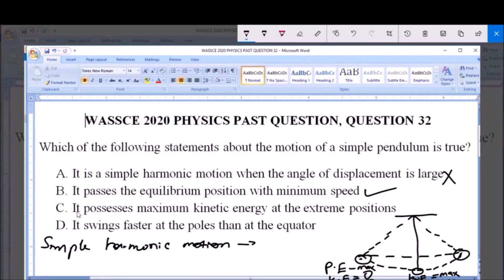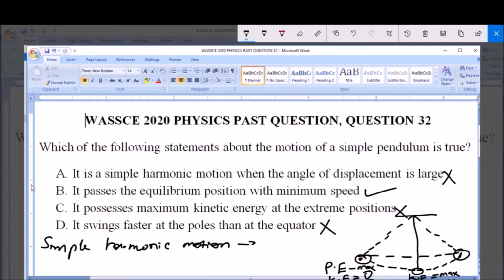Now C says it possesses maximum kinetic energy at the extreme position. No, this is the extreme position, and like I told you, at this extreme position, the velocity is zero, so therefore kinetic energy is zero. But the potential energy here is maximum. So this is wrong. And D says it swings faster at the pole than at the equator. No, at the pole the velocity is zero, but at the equator here, the equilibrium position, the velocity is minimum. So it is also wrong.